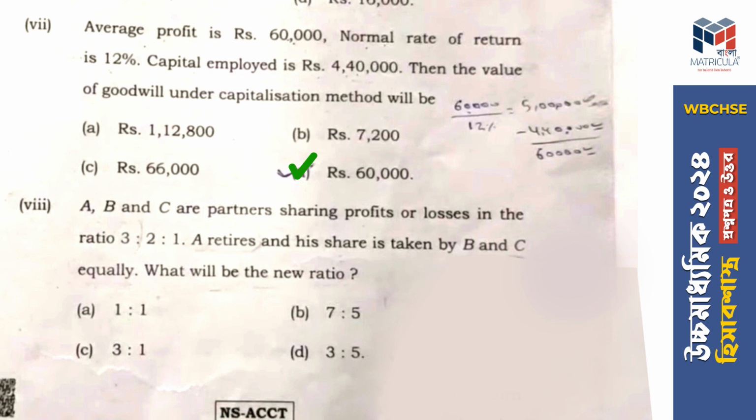Number 8, A, B and C are partners sharing profits or losses in the ratio 3:2:1. A retires and his share is taken by B and C equally. What will be the new ratio? Option A 1:1, option B 7:5, option C 3:1, option D 3:5. Right answer is option B 7:5.